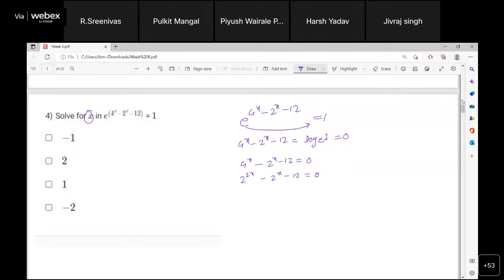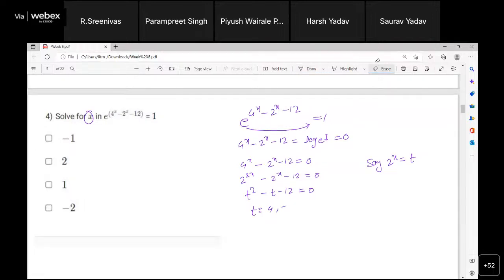Take 2 to the power x as t. So t square minus t minus 12 equals 0. What are the roots? 4 and minus 3. 4 minus 3. So t equals 4 and minus 3.